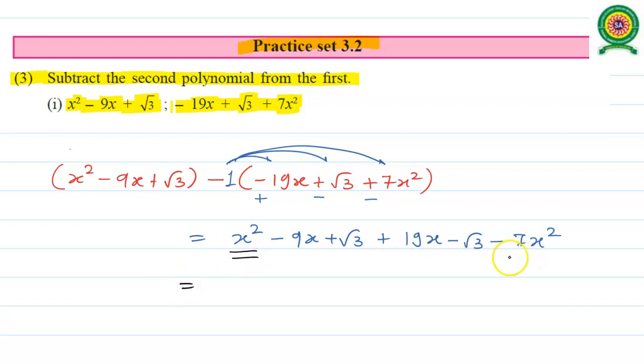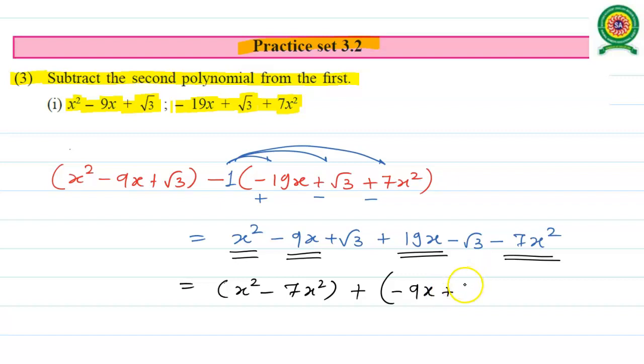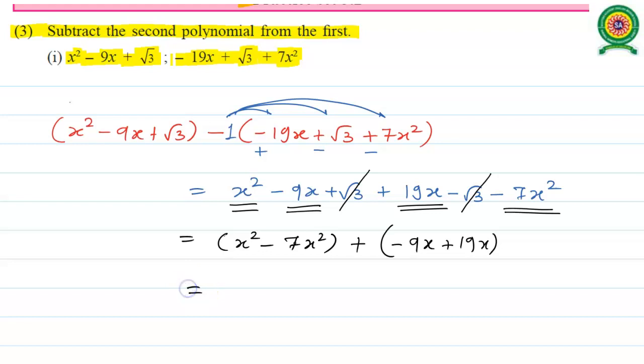Here x square and minus 7x square are the like terms. Try to collect them in one bracket. Now look at the x terms. We have minus 9x and positive 19x as the like terms. Try to collect them in the other bracket. And look at the constants now. One is positive, the other is negative, so they cancel and give us 0. Now try to simplify further. 1 minus 7. Here the x square coefficient is not given, which means we have a 1. So 1 minus 7 gives minus 6x square as it is.